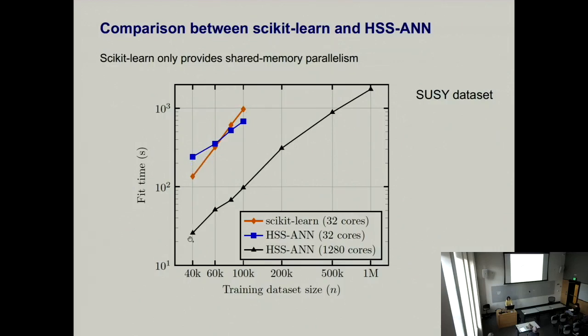And we have a distributed memory implementation. So this one is with the training set getting bigger and bigger. I think this one is on more than 1,000 cores. This is only CPU cores. You can see the scalability as the training set increases, and we can still solve the problem, which is something scikit-learn cannot do because they can only use one node.